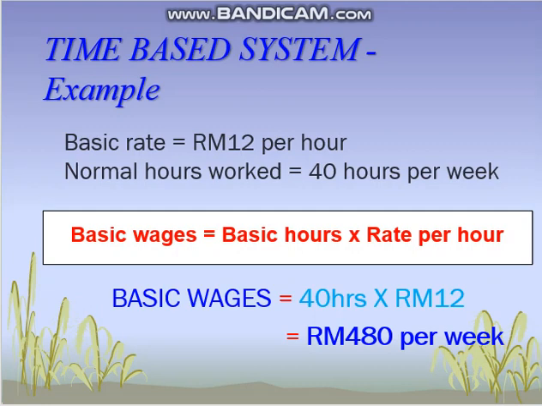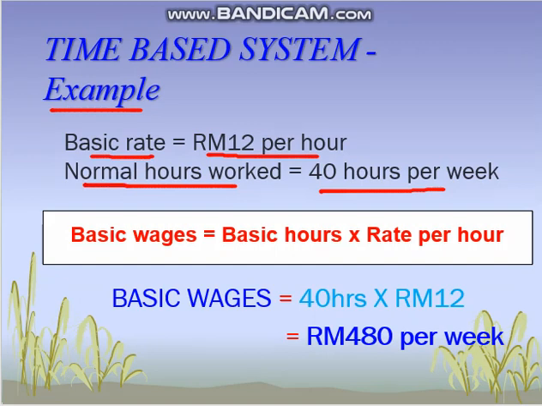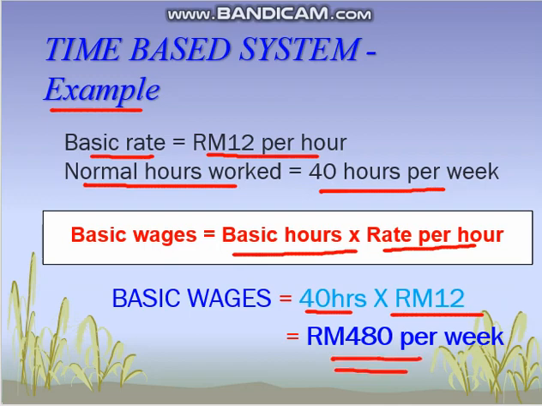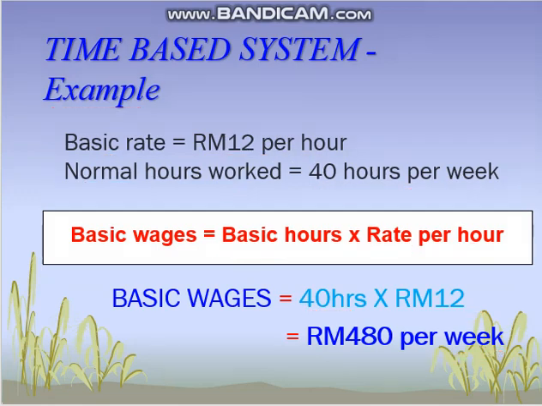Alright, so just like what I said just now, I give you another example. Here, the basic rate is, for example, 12 ringgit. If you work for 40 hours, this is the normal hours, 40 hours. So what you have to do is take the basic hours of 40 and times the rate, which is 12 ringgit. So what will be your salary? It is 480 ringgit per week. This is per week, so we have to get the per week's answer. Alright, now we move on.